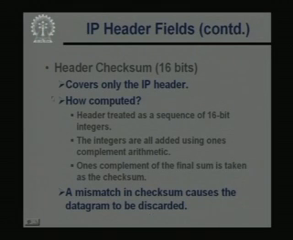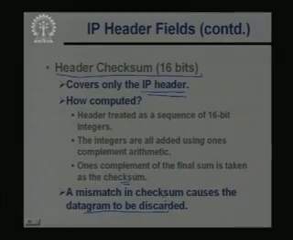And finally, the header checksum. There is a checksum which is computed only on the IP header, and the way it is computed is that the header is treated as a sequence of 16-bit integers. These integers are added using 1's complement arithmetic, and the 1's complement of the final sum is taken as the checksum value. So, if a checksum mismatch is found, the datagram is simply discarded. No attempt to correct the error is made.